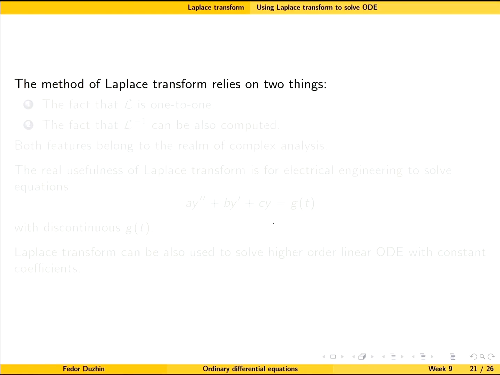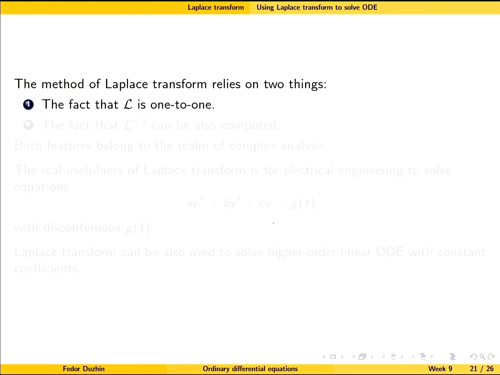Now, to solve an initial value problem for a second order ordinary differential equation using the Laplace transform, we apply the Laplace transform to the left-hand side and to the right-hand side. Then, since the Laplace transform converts differentiation to multiplication, the differential equation is converted to an algebraic equation. By solving this algebraic equation for the Laplace transform of the unknown function, we can find the Laplace transform of the unknown function.